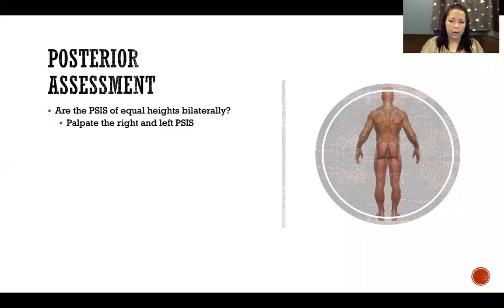Okay, posterior. Again, aim the plumb line to be equidistant between the feet. And then you're checking, are the PSIS locations of equal heights bilaterally? So you'll palpate those, the PSIS. It's right where the sacroiliac joint is. You can put stickers there or mark it in some way if you're doing videos and pictures.